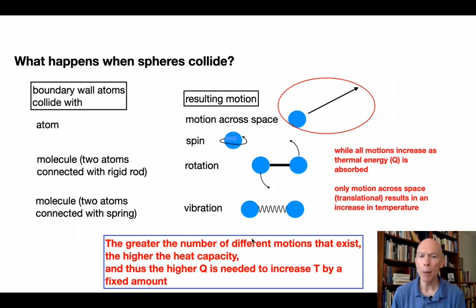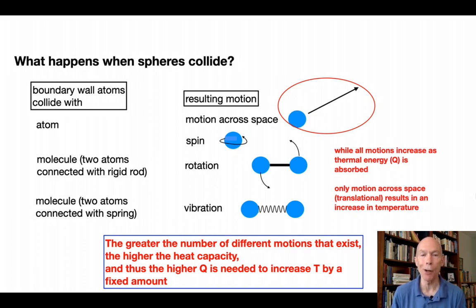So the greater the number of different motions that exist, the higher the heat capacity, and thus the higher the amount of energy needed to be put into the system to increase temperature by a fixed amount. All of these molecules have translational energy components. All of them fly across a room. But if they're also moving and vibrating, that's energy that's taken up that doesn't go to their motion across the room. Again, there are many details here.